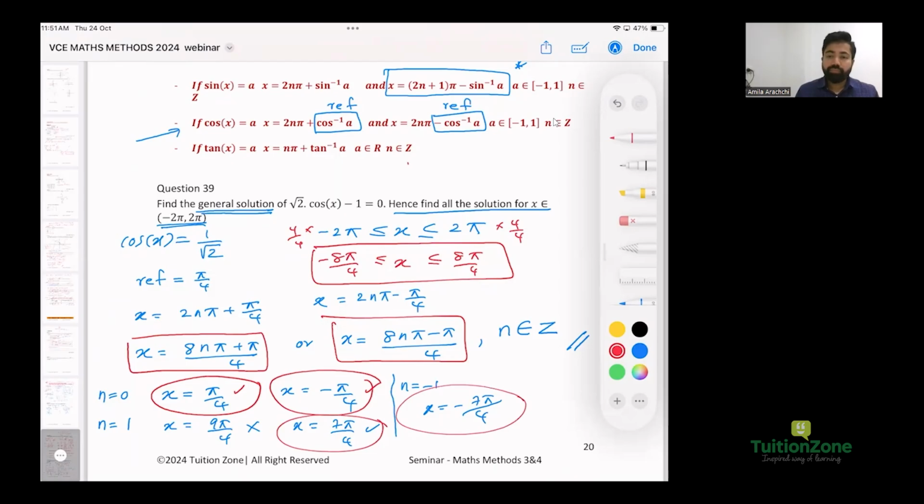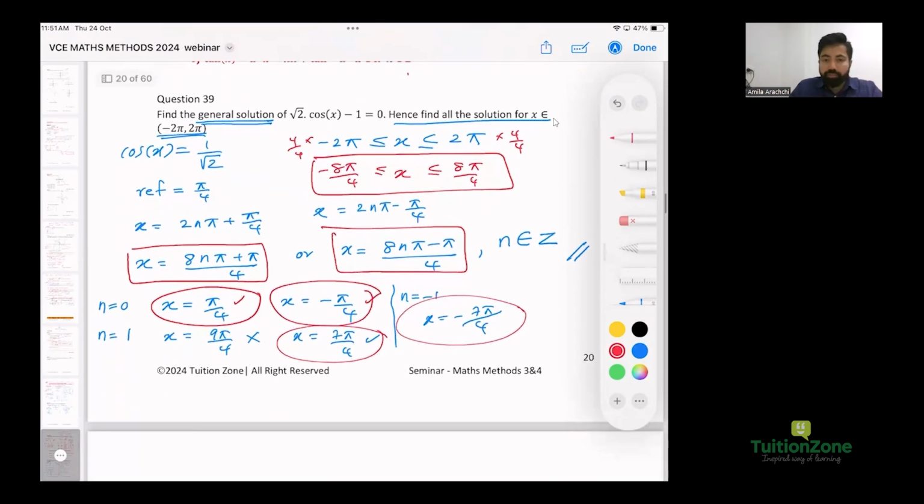Can we just say plus and minus pi on 4? Is that okay? That's fine. That's fine. Yeah, no issues. All right, perfect. Let's move on to some other questions.